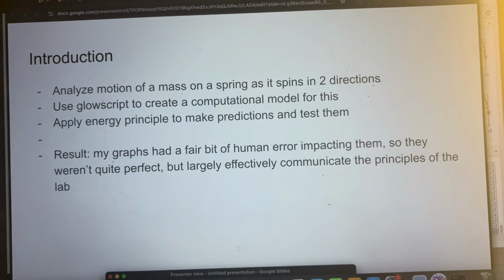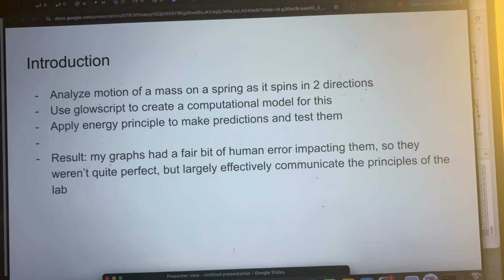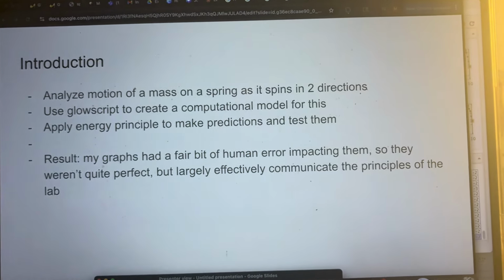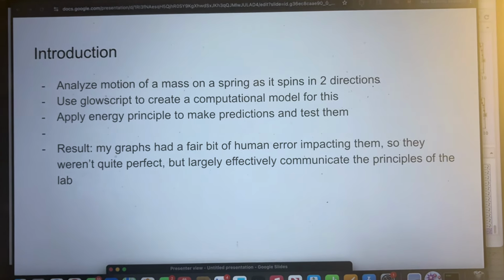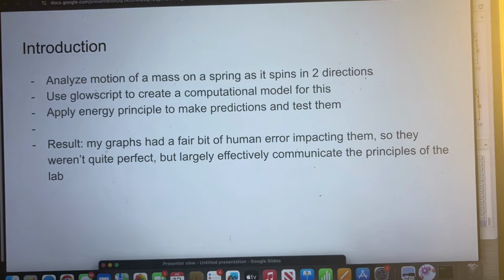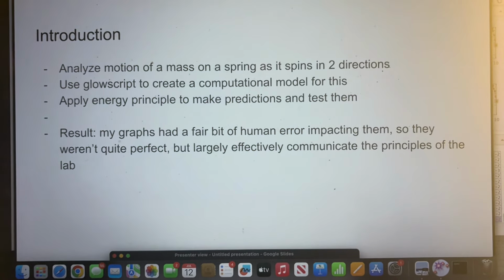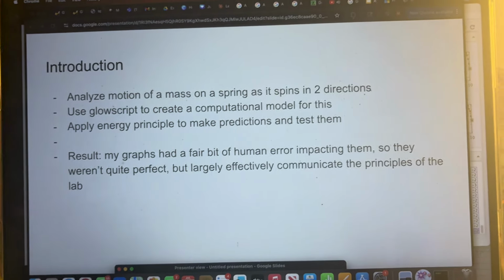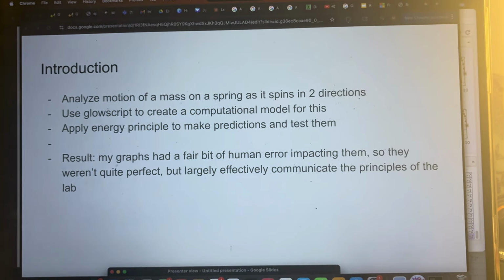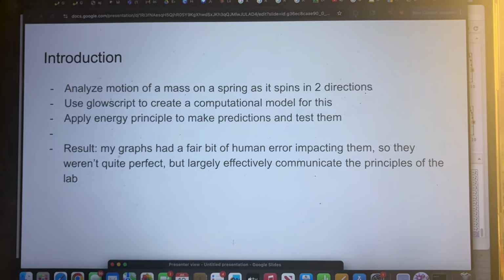So we want to be able to analyze the motion of a mass on a spring as it spins in the x direction and in the y direction, and we want to be able to use GlowScript to create a computational model for this, to which we can then apply the energy principle and make predictions and test them using GlowScript and the video that was provided that I tracked with Tracker.